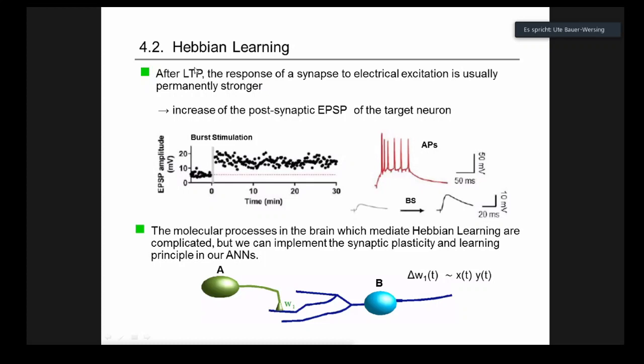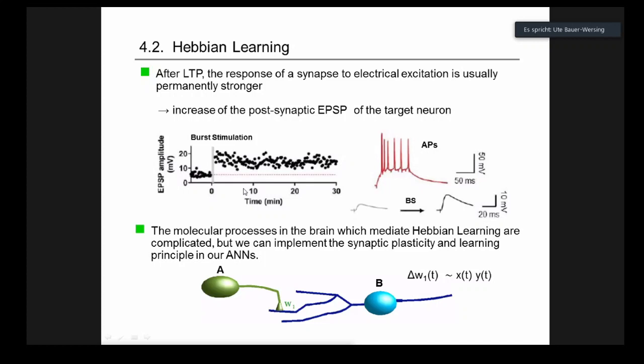So after this long-term potentiation, this is a permanent change to the response or to the synapse. After long-term potentiation, the electrical excitation is usually permanently stronger for this certain connection. This means that the postsynaptic potential for the target neuron is increased. This is depicted here in the figure.